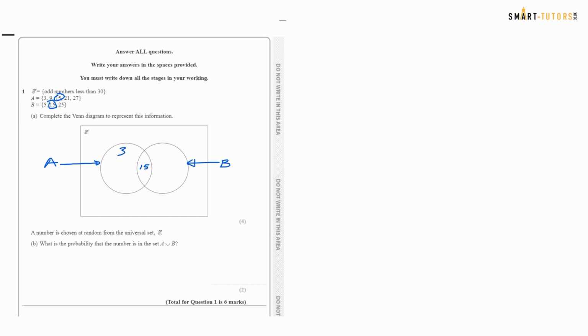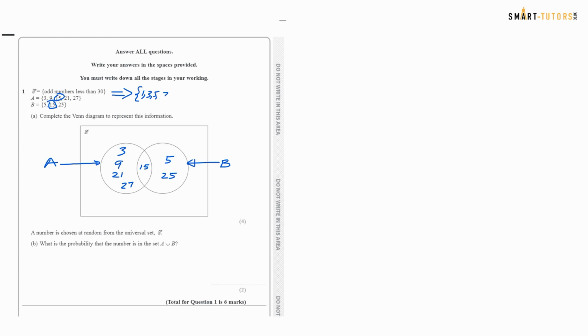Now whatever is left over for A, 3, 9, 21 and 27, goes to the only set A section, and for the only set B section, whatever is left over in set B, 5 and 25, goes there. Now outside of both sets A and B, we need to find out what elements are going to go. The universal set is defined as odd numbers less than 30.